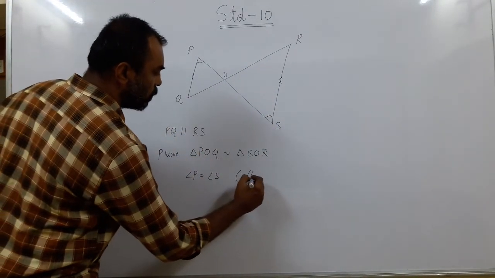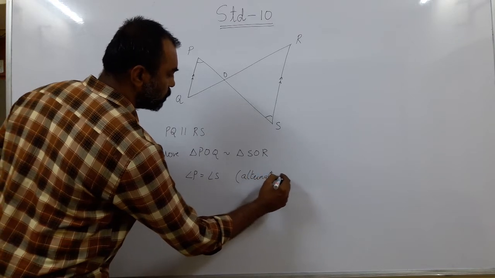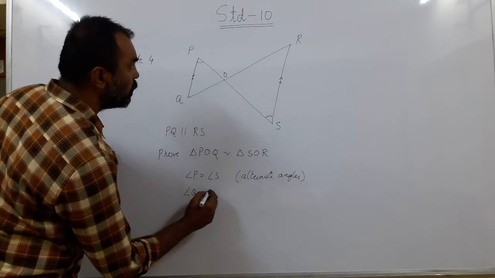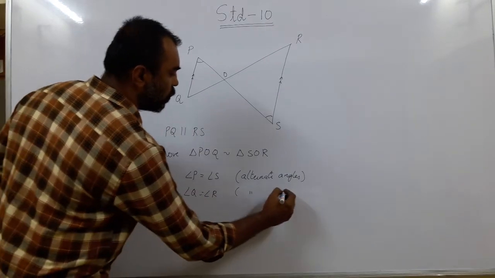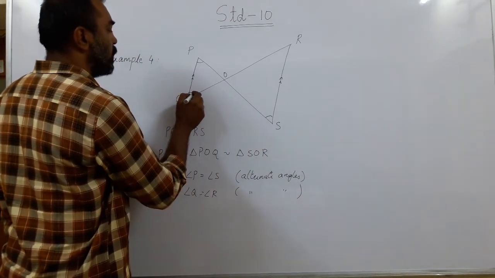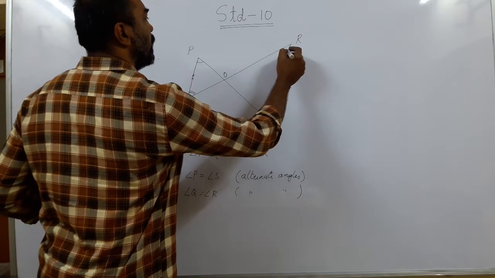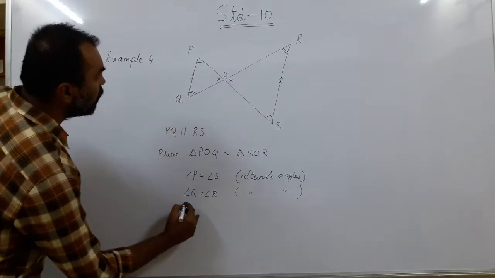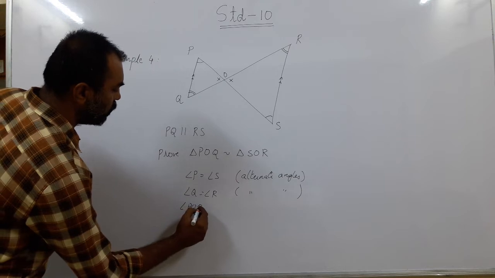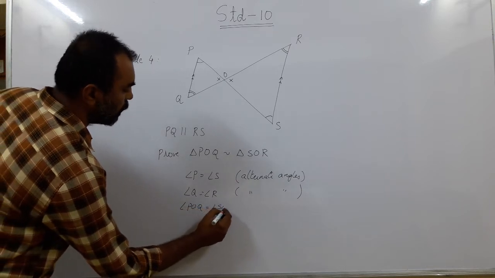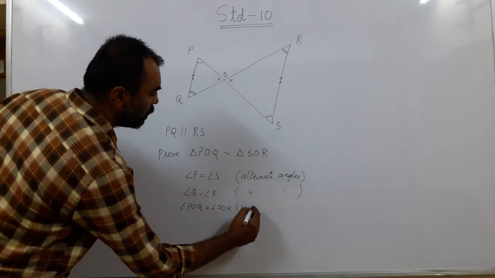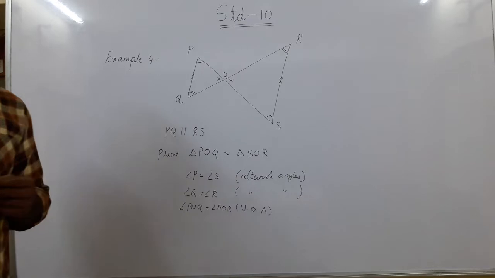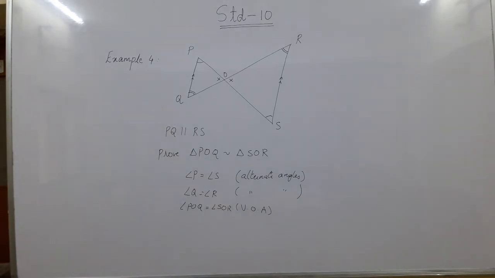What will you write here? Alternate angles. Similarly, angle Q equal to angle R. What is the alternate angles? So we have two angles are congruent. So by the AA criterion we can show the similar, or you can even show the third one if you want. Angle POQ is equal to angle SOR. It is vertically opposite angles. So by AA criterion the two triangles are similar.